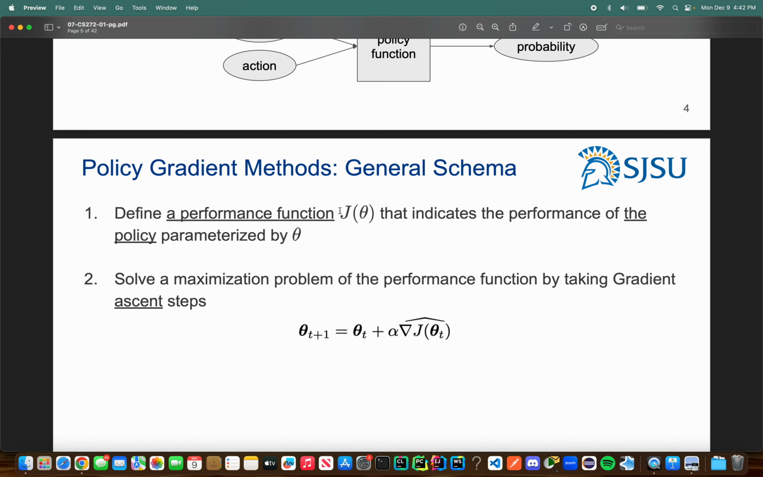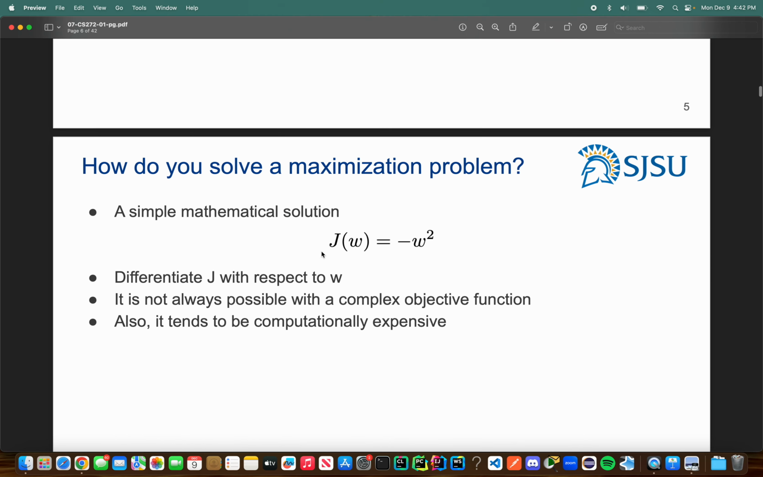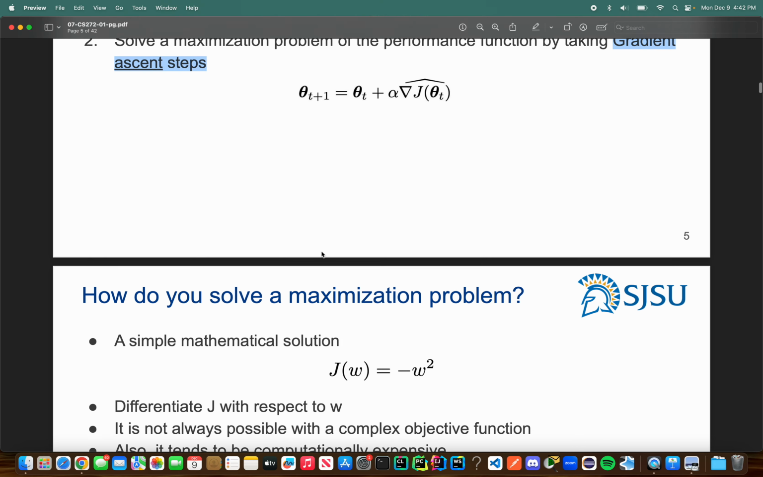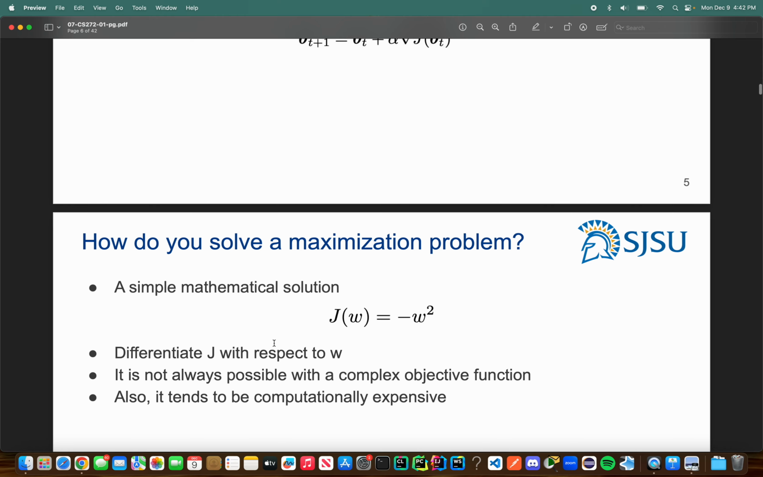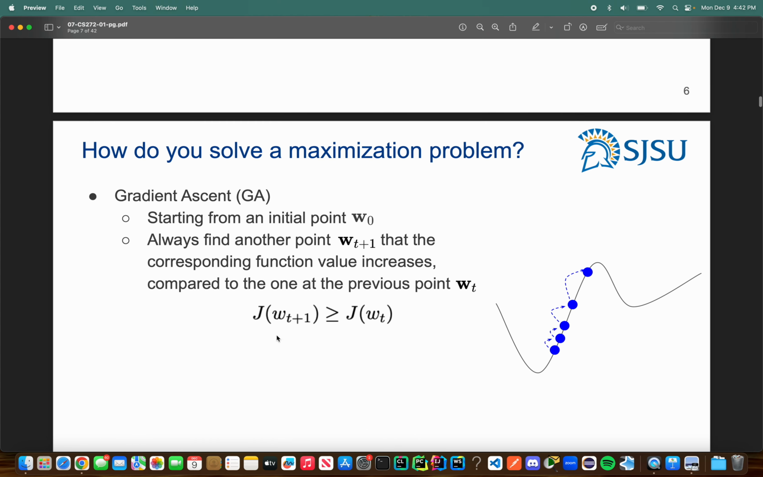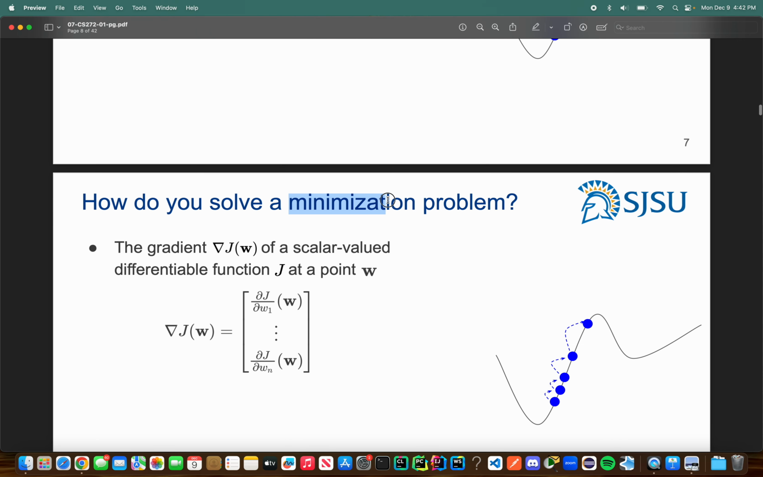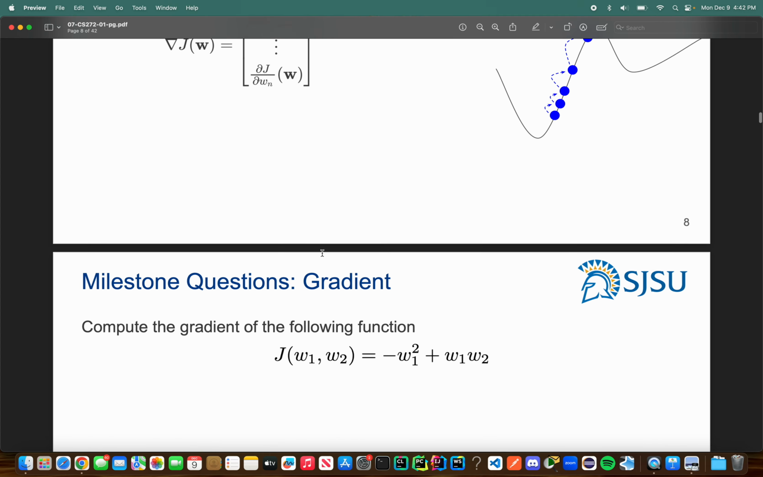So since we want to have a high performance value, we want to maximize this performance function by taking gradient ascent steps. I think we had a question about this on the exam. I must have gotten it right. Maximization is solved by doing differentiation. That's pretty cool. Gradient ascent, that's what we use to maximize. This is a typo. We were talking about maximizing still. So again, gradient is used to maximize.